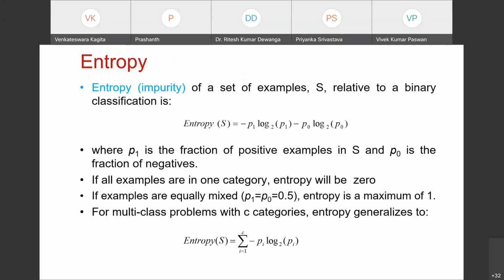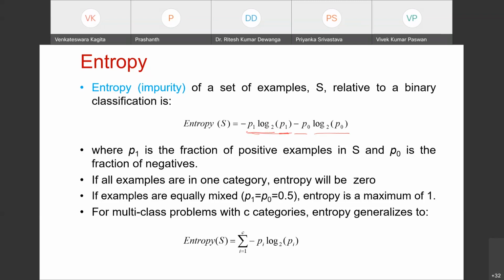Okay, so assume that you have two classes, class 0 and class 1. Okay, so you're saying minus P0 log P0 minus P1 log P1, where P1 is the fraction of positive examples and P0 is the fraction of negative examples. Okay, so when this value would be 0, when all the examples are in one category, then the entropy will be 0.